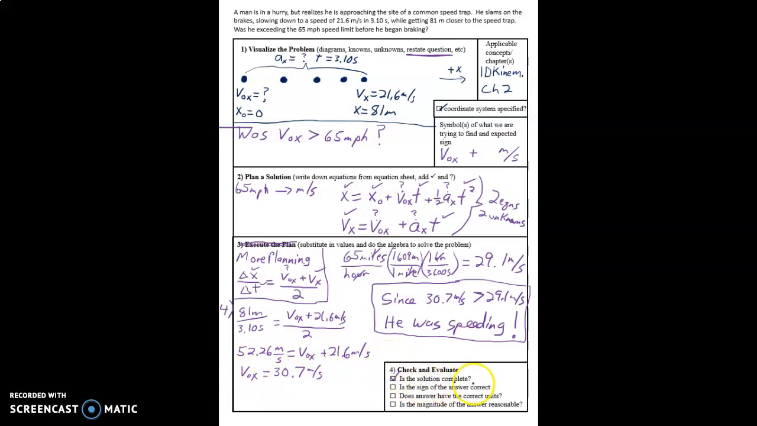Is the sign of the answer correct? Well, the sign of this value is correct. We expected it to be positive, and it was, and we expected it to have units of meters per second, and it did work out that way. And is the magnitude of the answer reasonable? Yes, he was going just slightly over the speed limit before. If this had come out to, say, 307 meters per second, that would have been a pretty unreasonable answer, because that would have been over 600 miles per hour. All right, so yes, he was speeding.